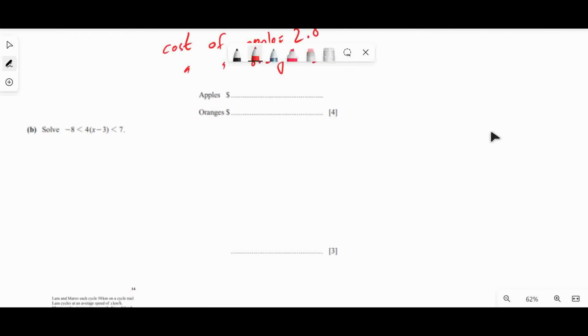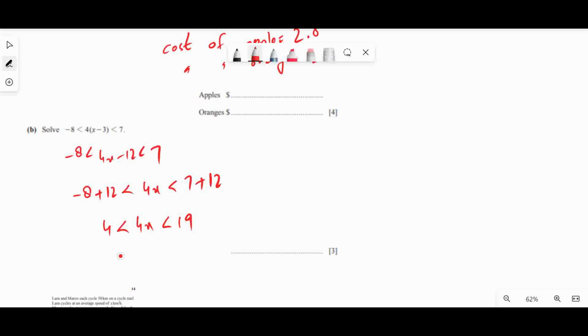Let's move to part B. In part B they said solve this. So this will be minus 8 less than 4x minus 12 less than 7. So we need to rearrange it. So this will be minus 8 plus 12, and then 4x less than 7 plus 12. So this will be 4x, and here this will be equal to 19.